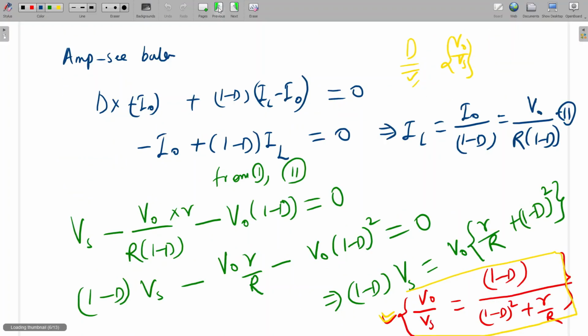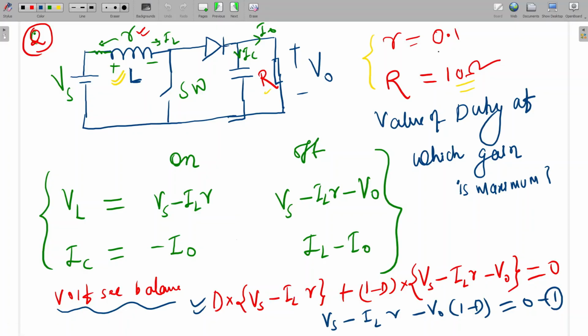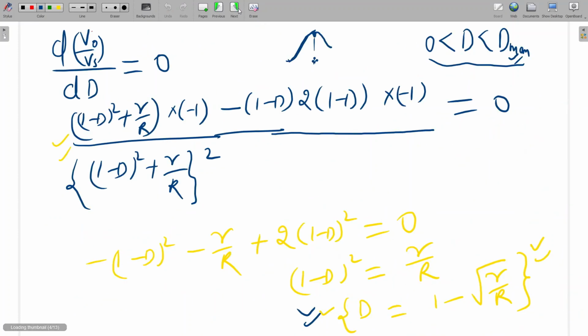So we can solve this question now. What is the data given here? r is equal to 0.1 and capital R is equal to 10. Can anyone tell what will be the value of the duty ratio for which gain will be maximum? r is 0.1 and capital R is 10. I am also calculating. 0.9. 1 minus under root r by R, so r is 0.1 divided by 10. So at D equal to 0.9, we are getting the maximum gain.